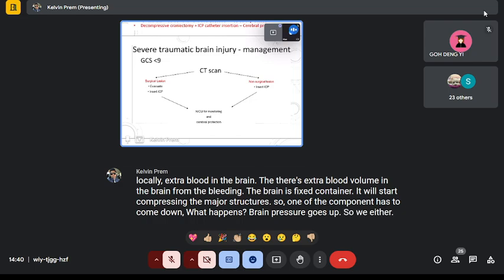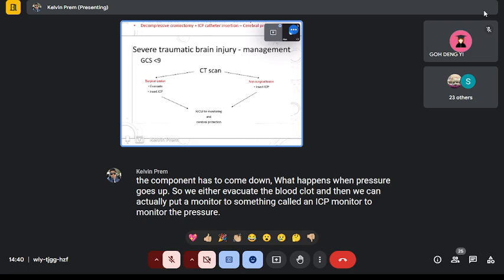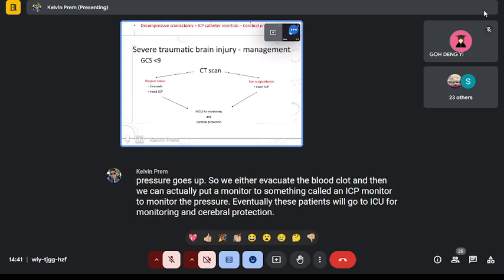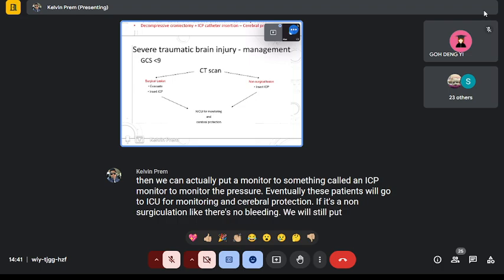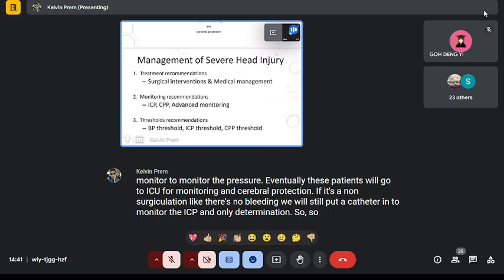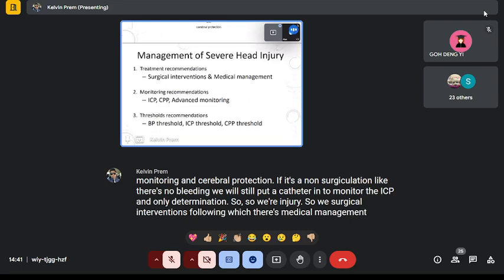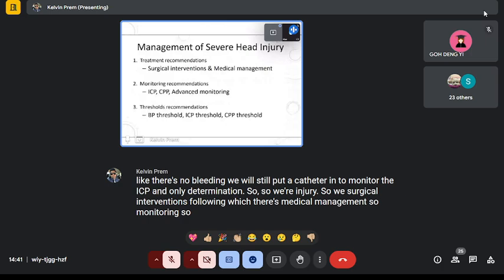So we either evacuate the blood clot, and then we can put in a monitor called an ICP monitor to monitor the pressure of the brain. Eventually, these patients will go to the ICU for monitoring and cerebral protection. If it's a non-surgical lesion, let's say there's no bleeding, we will still put a catheter in to monitor the ICP and monitor them in the ICU. So for severe injury, there are surgical interventions, following which there's medical management. We monitor the ICP, and we monitor the cerebral perfusion pressure.